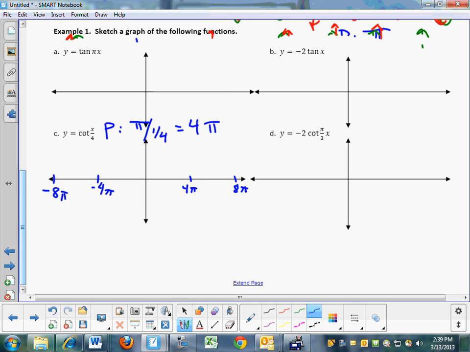Some people said all these graphs look the same. They do, but if we were to graph them on the same set of axes, they would look very different. You know, this one's stretched out a lot, right? Okay. On my periods, do I put 0 dots or do I put lines? Lines, because it's cotangent.